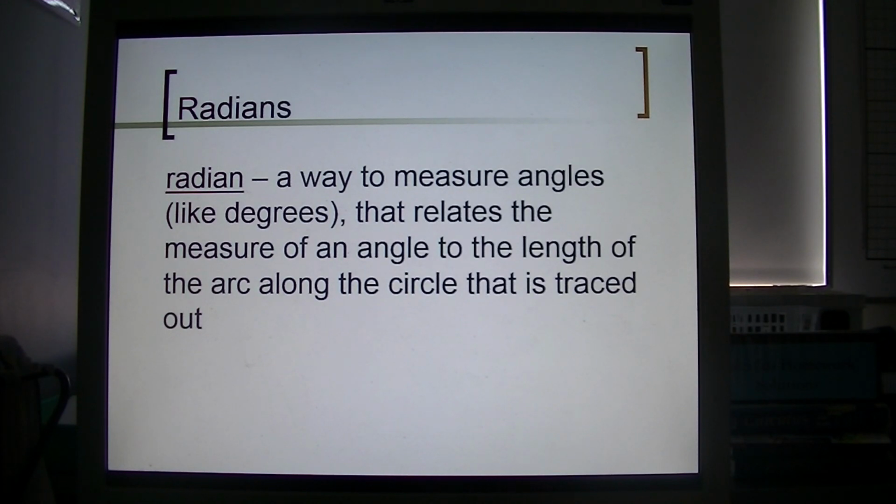A radian is a way to measure angles, like degrees, that relates the measure of an angle to the length of the arc along the circle that's traced out. This will make sense in a moment, I promise.